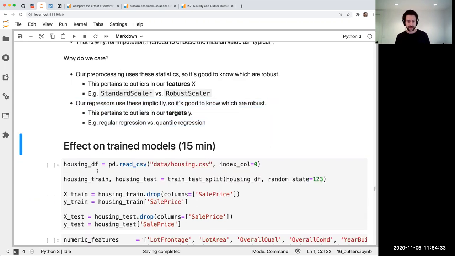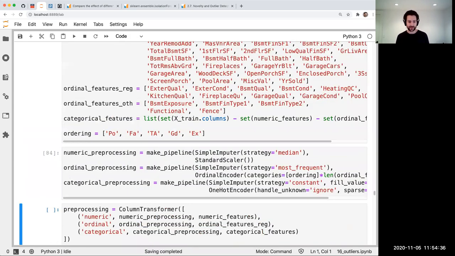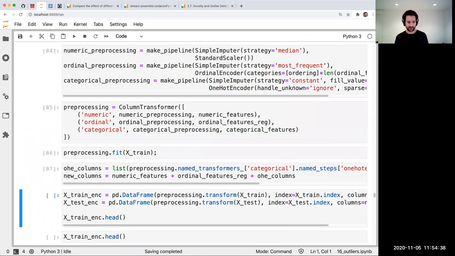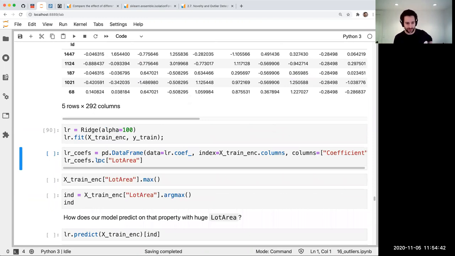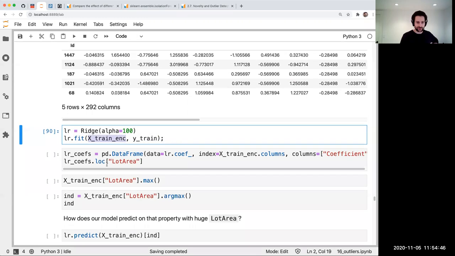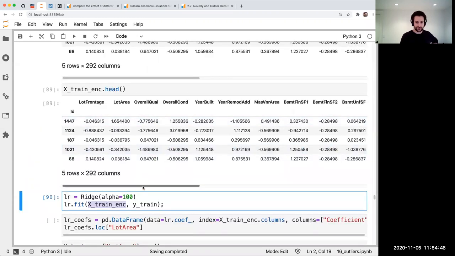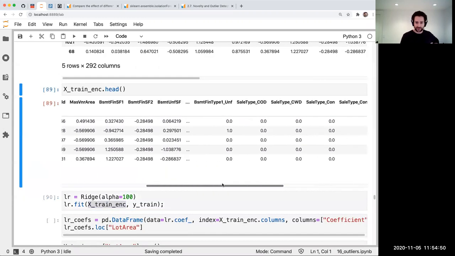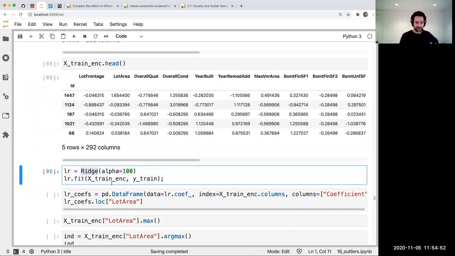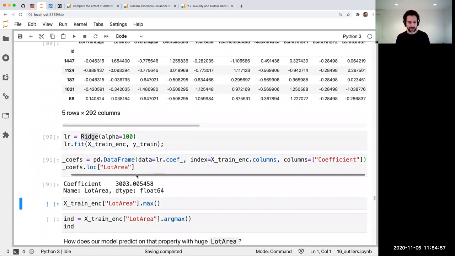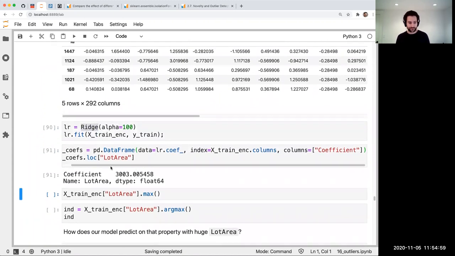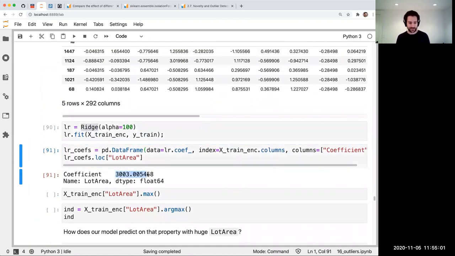Okay. So I'm going to load up this housing data again. And again, I'm just displaying bad habits and copy and pasting a bunch of code. Okay, so here's what I'm going to do. I'm going to take the encoded training set, which is this thing with standard scalar and one-hot encoding, all that stuff. And I'm going to do linear regression. And I'm going to look at the coefficient for lot area. And I see that it's 3,000.